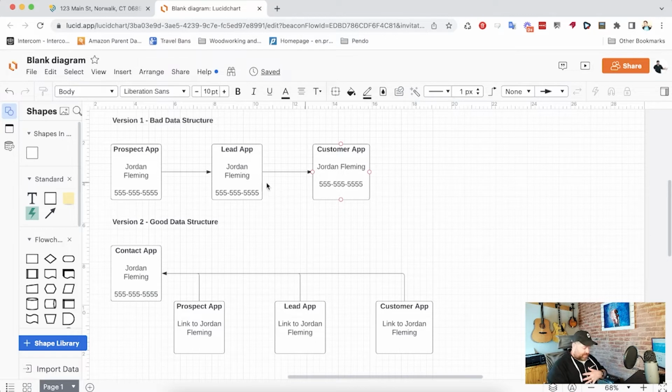That means, if we look at the good data structure in the second diagram, that instead of hard coding that data, I am using a relationship field to link back. And in Podio, this is critical for good design because it then allows you to see all the things that Jordan Fleming has done across your system. And let's pop into Podio and take a look at that.